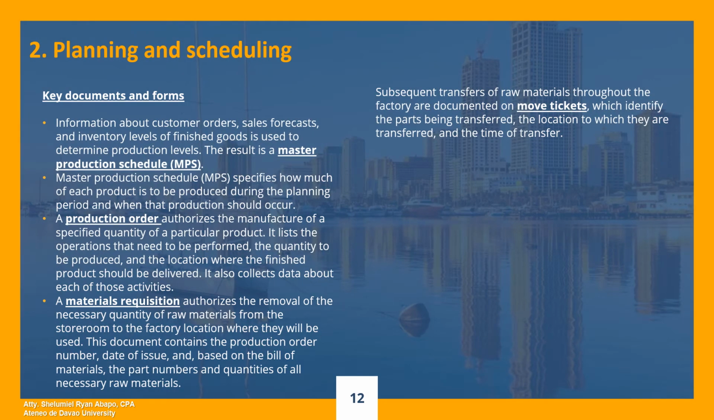Now, what are the key documents and forms under planning and scheduling? Well, the first one, class, will be the master production schedule, which specifies now how much each of the products is to be produced during the planning period and when that production should occur. Okay? This particular document, the MPS, class, will contain information about customer orders, sales forecast, and inventory levels of finished goods in order that we can determine now the production levels. Now, the MPS note, class, is the output that is to be produced during the planning period and also when that production should occur.